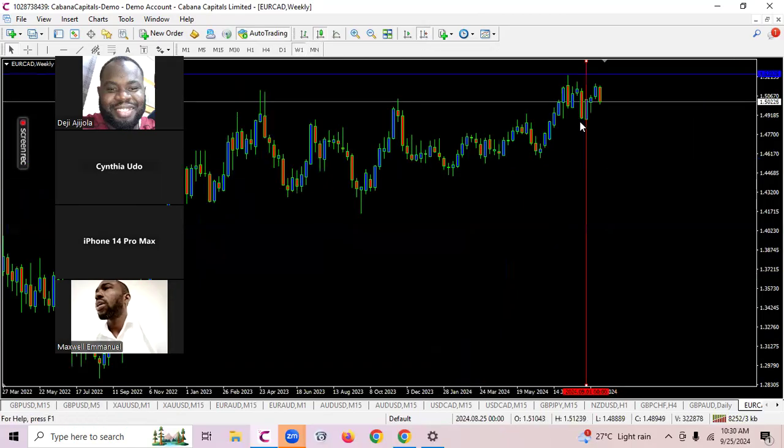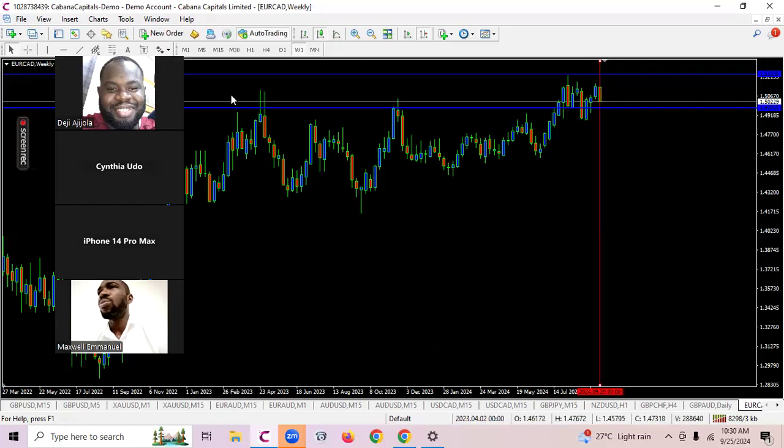You can see support was created at this point, and before the month ended, that support was broken. That's an indication that we have more supply than demand. Okay, so last week candle closed bullish, right?